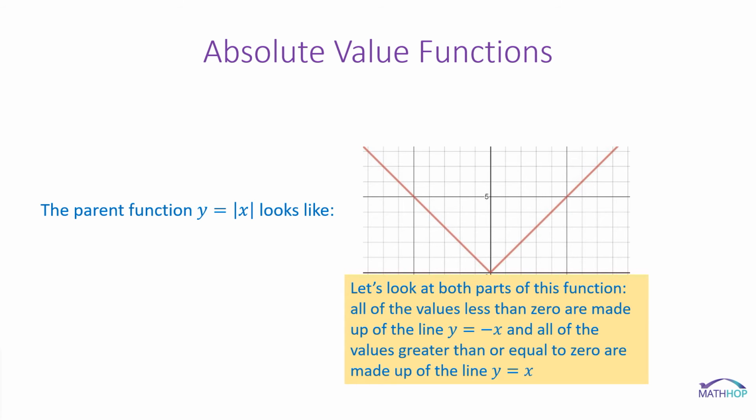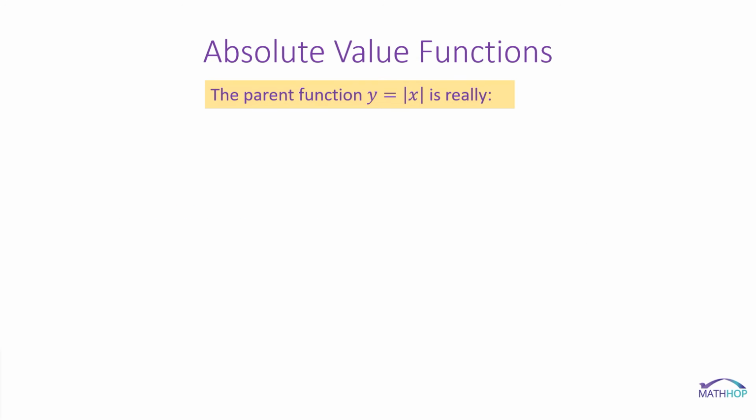But if we were to look at each piece of this, if you're just going to look at the left side, so all values less than or equal to 0, this is really the line y equals -x, right? And all values from 0 forward, this is really the line y equals x. So the absolute value function is a piecewise function made up of 2 linear equations. And I will show you.